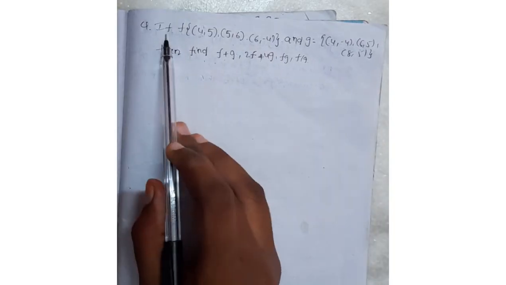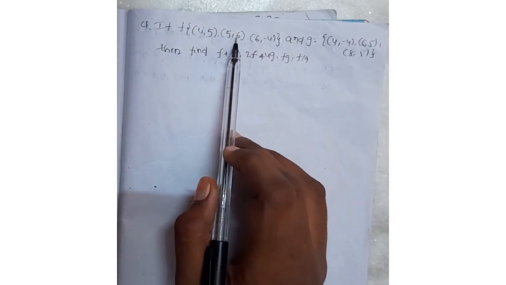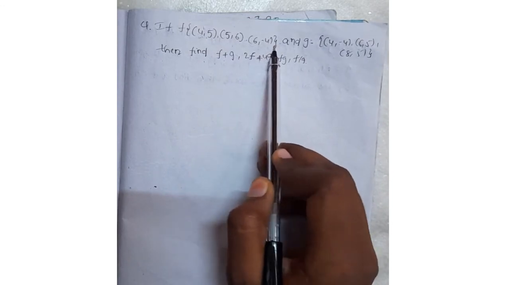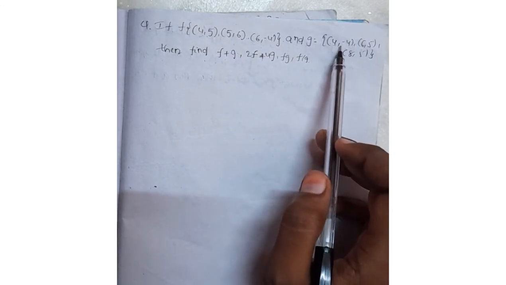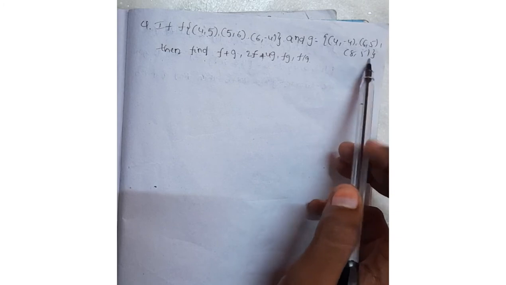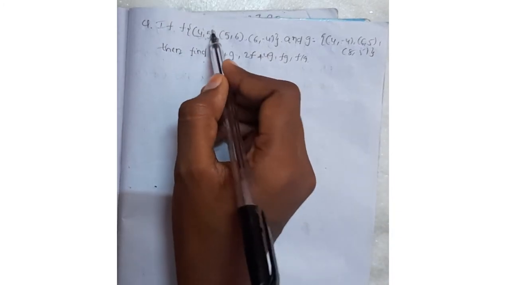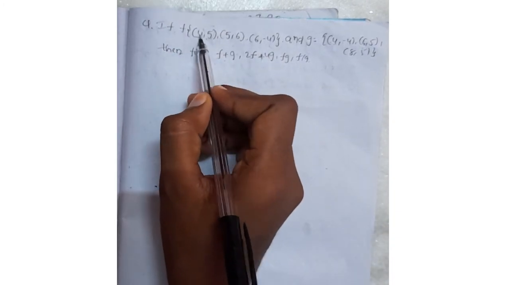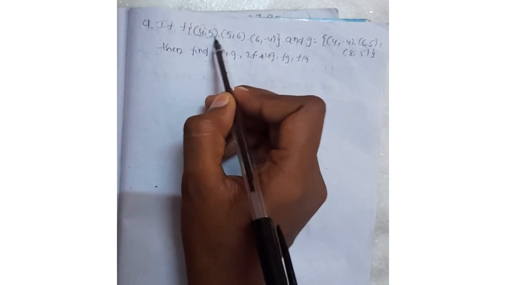The next question is, if f of 4, 5, 5, 6, 6, minus 4 and g equals 4, minus 4, 6, 5, 8, 5. Here this is domain and this is range. It means that in a given function, if you substitute this value, you will get this value.